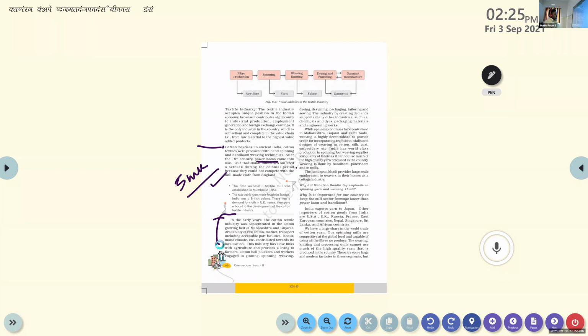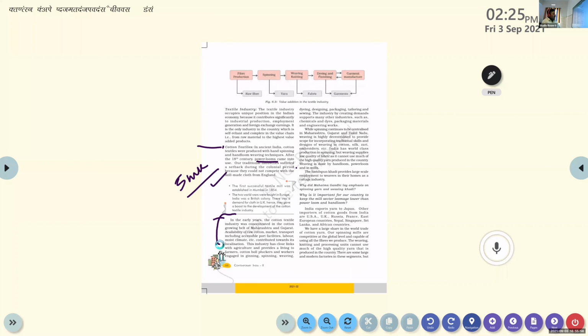Because Maharashtra and Gujarat have large scale land. Okay, land, fine. This industry is localized in the states of Maharashtra and Gujarat because of various reasons. Then tell me, what are those reasons? You can see in the textbook itself.